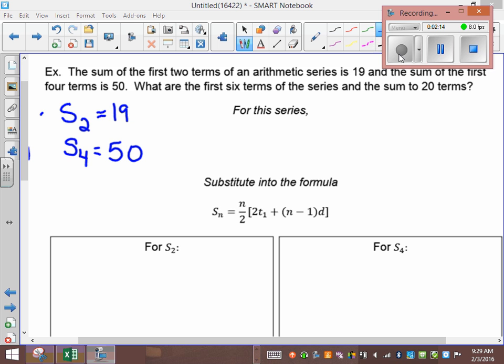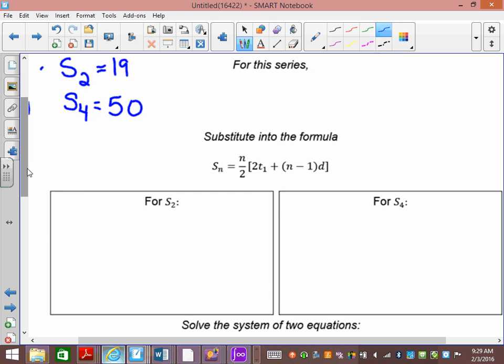So what you always do is, when you're given the sum of two terms of an arithmetic series, you fill it into this formula. We're not going to know two things in this formula. We know n, because n is 2 for the first one. We know Sn, because S2 would be 19, but we don't know T1 or D. When we did elimination, we didn't know X or Y. Same thing, right? T1 could be X, D could be Y. So it's the exact same thing, but we're not going to know two unknowns, okay? So when you don't know two unknowns, you're going to have to use elimination to find it.